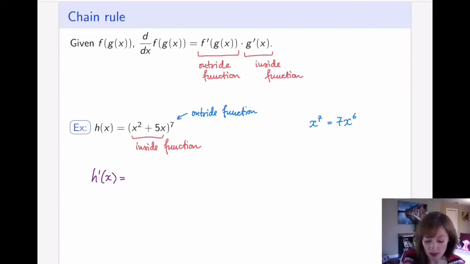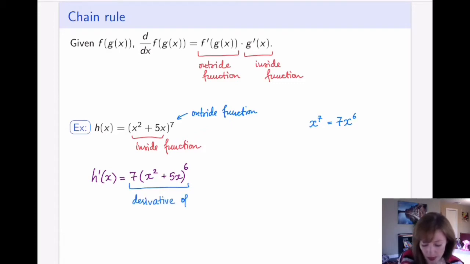So it's going to be the same thing here. The power rule tells me that I need to take the power, bring it down to the front, and reduce the power by 1. But keep in mind that the inside of that function has to stay what it was. So I'm going to bring the 7 down and reduce the power by 1, but the inside has to stay put. And the inside was x squared plus 5x. Okay, so this is the derivative of my outside function.